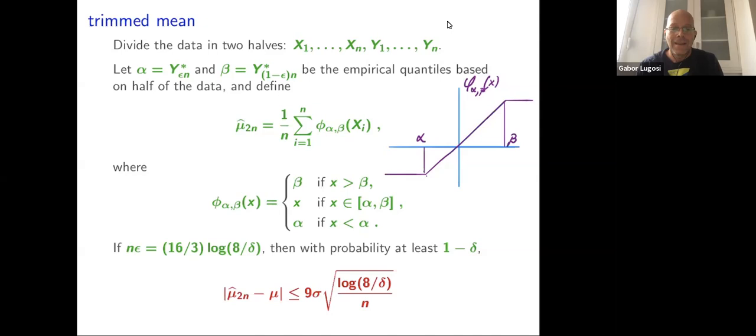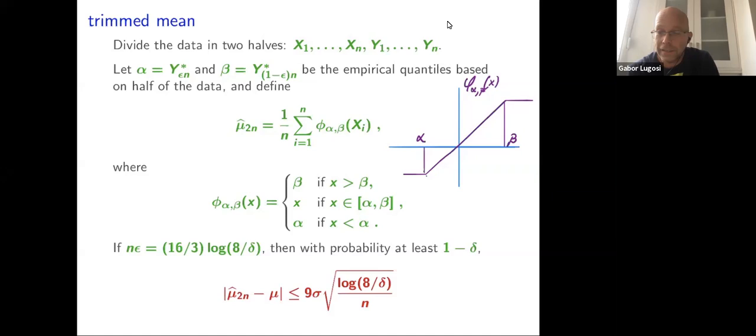And now what we do is that we just trim, this function phi that's plotted here, okay? Remember, alpha and beta are these chopping levels that we determine on the first half of the data. And we just flatten it out at alpha and we flatten it out at beta and take the empirical average based on the x1 to xn, okay? So this is like a trimmed mean.